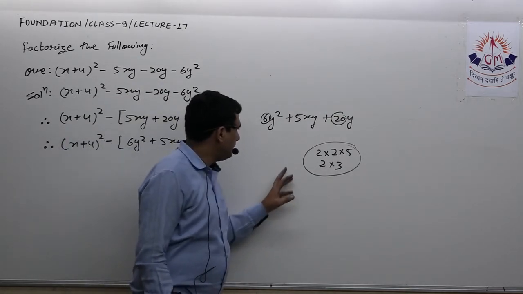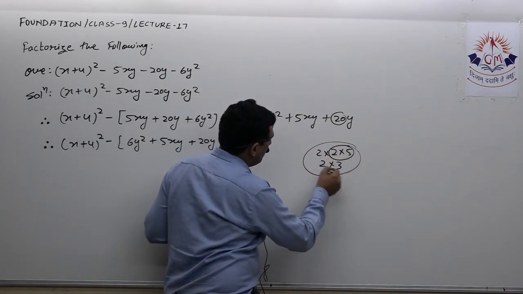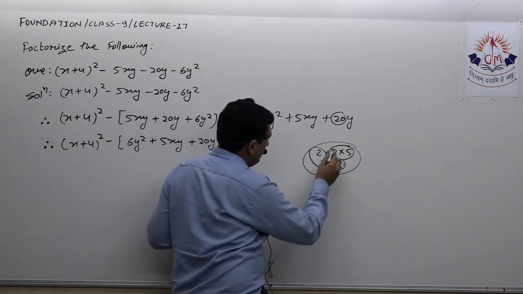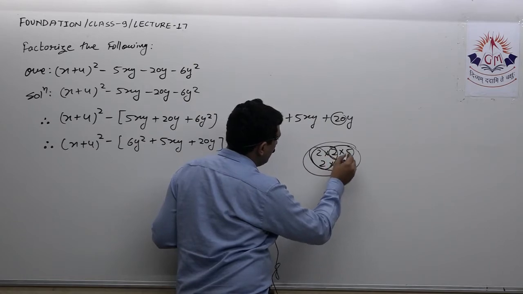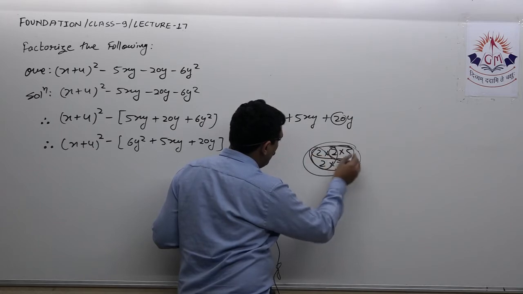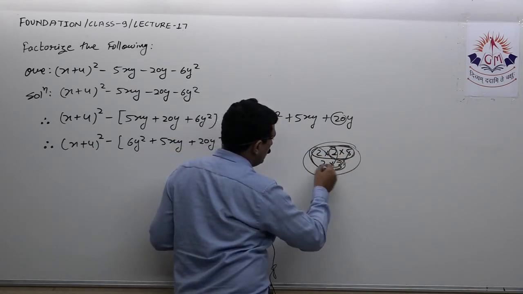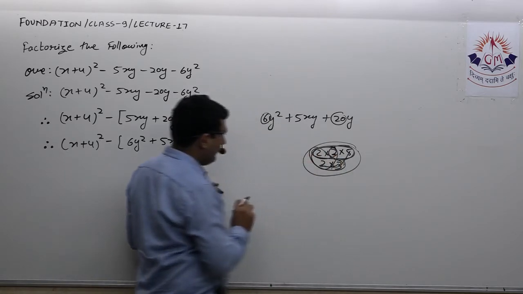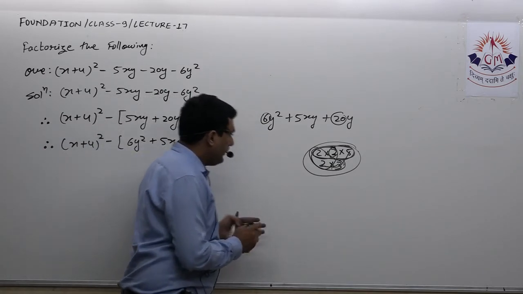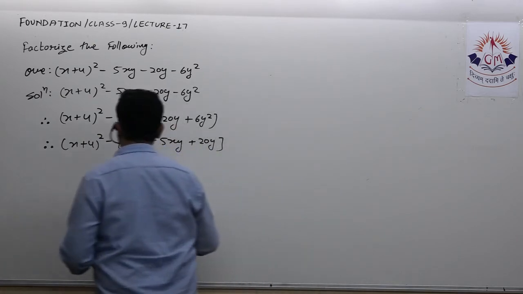Okay, so 10 minus 12, I won't get 5. 8 minus 15, again I won't get 5. 20 minus 6, again I won't get 5. 30 minus 4, again I won't get 5. So it might be that it is not possible to convert this into a complete square. So let us think in a different way.